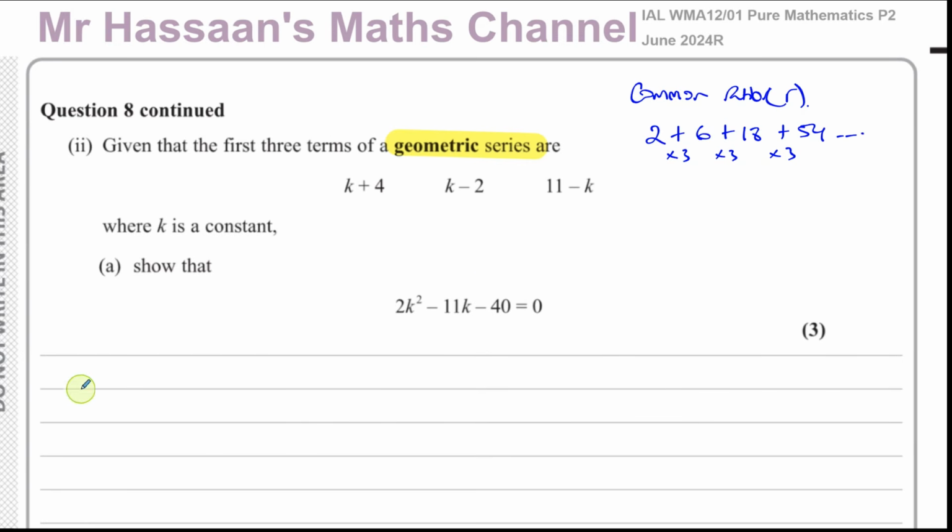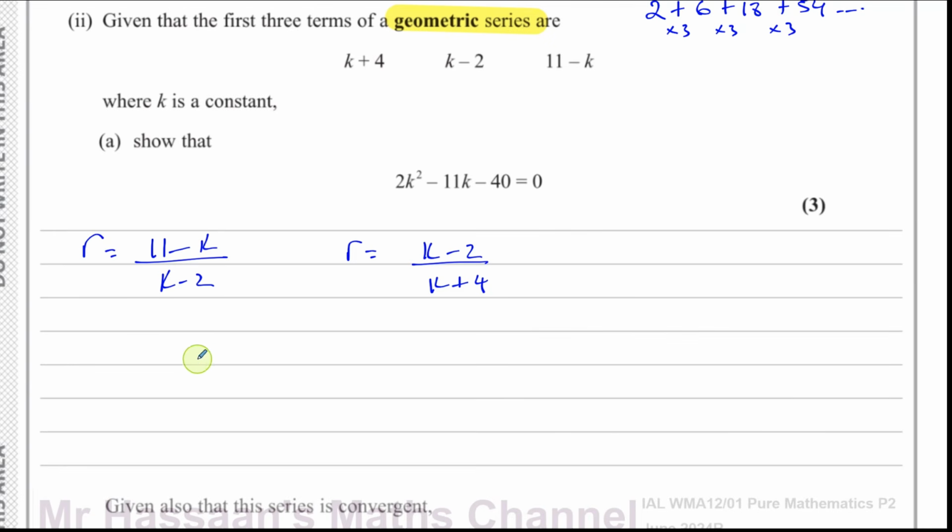So if we apply that to this, the common ratio here would be 11 minus k divided by k minus 2. And it will also be the same ratio, k minus 2 divided by k plus 4. That's a common ratio. So that means these two fractions must be equal to each other. So we can say 11 minus k over k minus 2 gives us exactly the same ratio as k minus 2 over k plus 4.